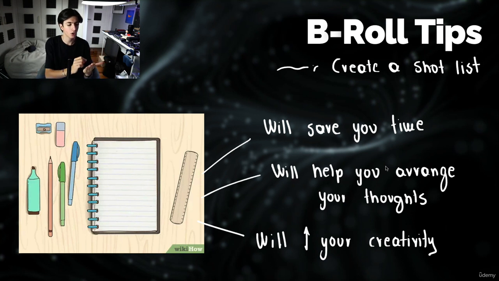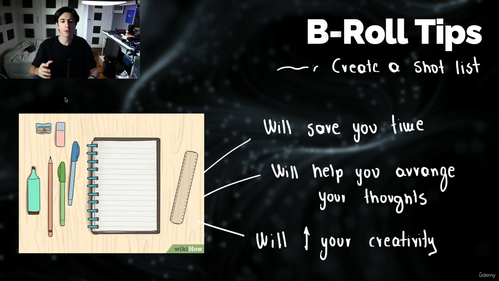So you will see that you're going to start writing down some shots that you want, and this will help you make up your mind to brainstorm more and more shots. This will increase your creativity and decrease the time that you're in the field just thinking of what shot to capture next. So please also create a shot list.